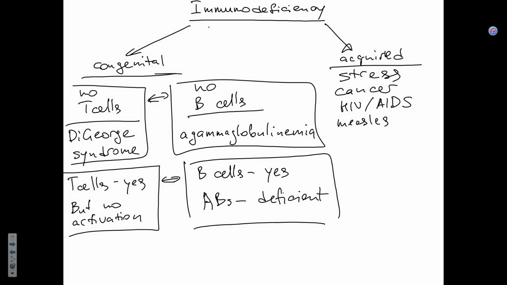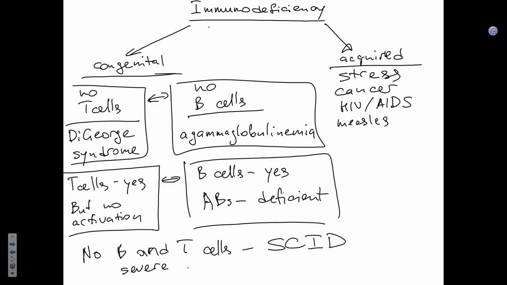Yeah. So no B and T cells is called SCID, which stands for severe combined immunodeficiency. Right? If you have heard the term boy in a bubble, have you? That refers to the person with SCID.